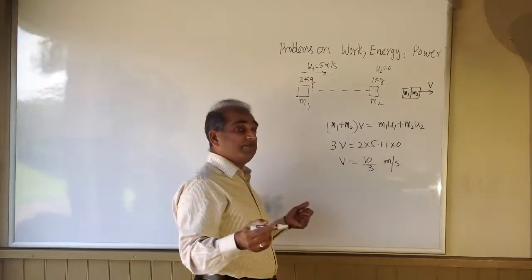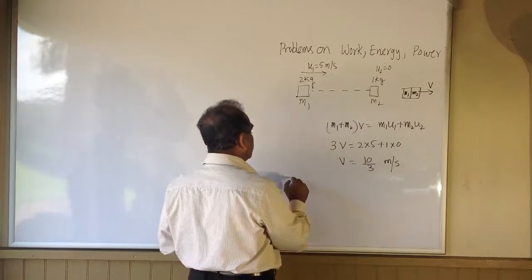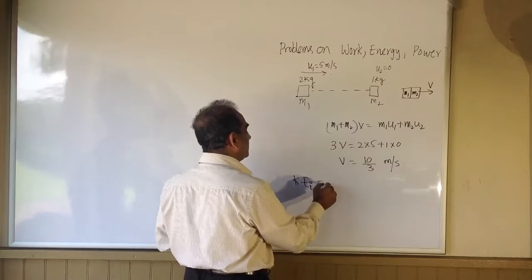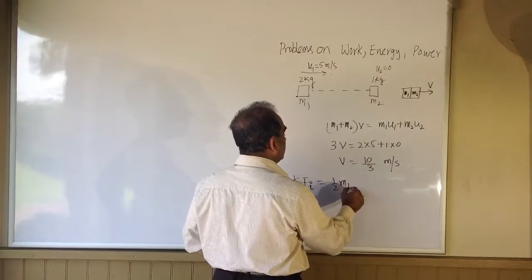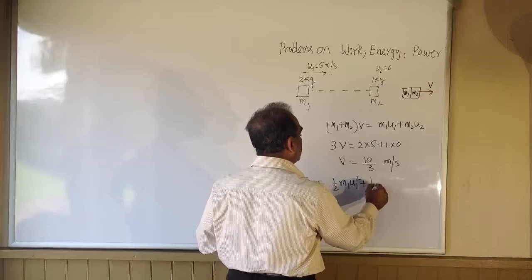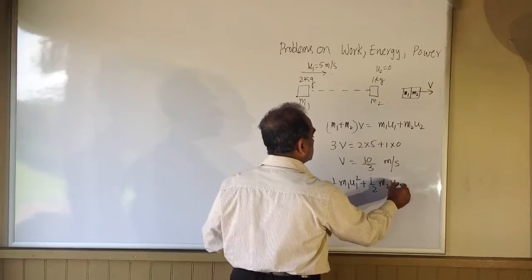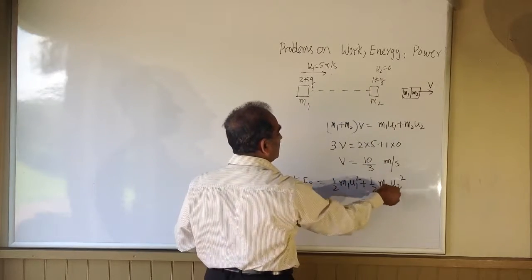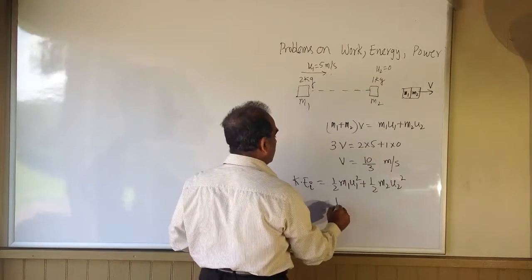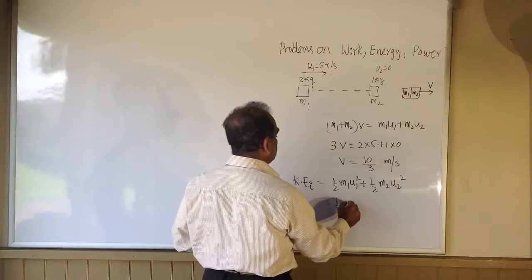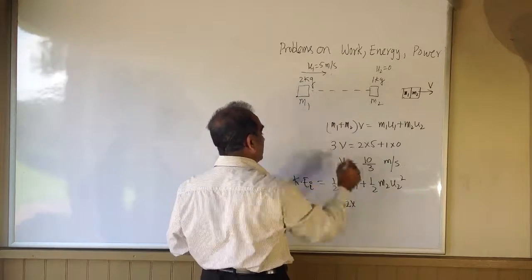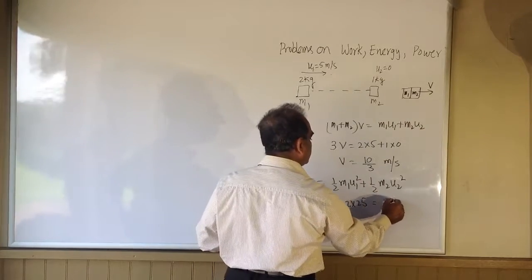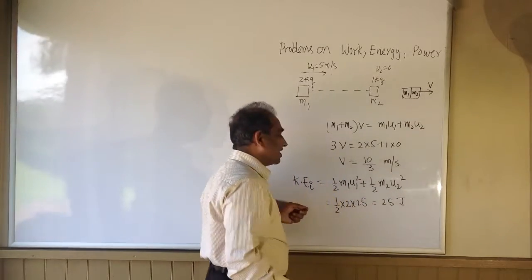Okay? So now what did we learn? The initial kinetic energy equals 1/2 m1 u1 squared plus 1/2 m2 u2 squared. On substituting u2 equal to 0, this becomes 0. We remain with 1/2 m1, which is 2 kilograms, times u1 squared, which is 25. So this becomes 25 joules. This is the initial kinetic energy.